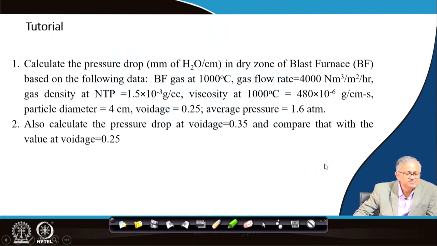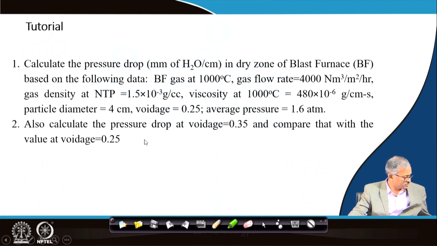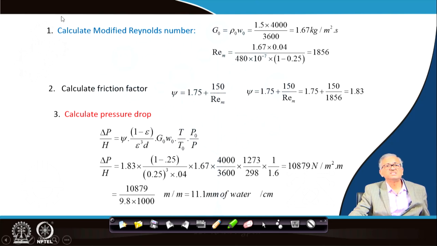So here is one example of how to calculate the pressure drop in the dry zone of a blast furnace, okay? The blast furnace gas temperature is given, gas flow rate is given, gas density is given, viscosity at 1000 degree centigrade is given, particle diameter, voidage, average pressure, everything is given, and you have to calculate the pressure drop. Also, calculate the pressure drop at voidage 0.35 and compare it with the value at voidage 0.25.